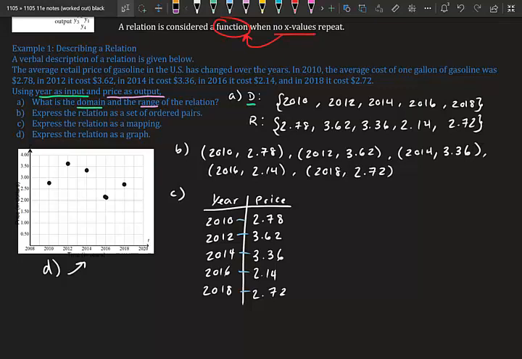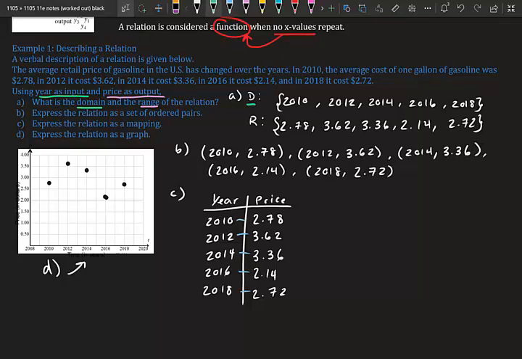So a verbal description of a relation is given. The average retail price of gas in the U.S. has changed over the years. In 2010, the average cost of 1 gallon of gas was $2.78. In 2012, it was $3.62. In 2014, it was $3.36. In 2016, it was $2.14. In 2018, $2.72. Using year as input and price as output, what is the domain? What is the range of the relation?